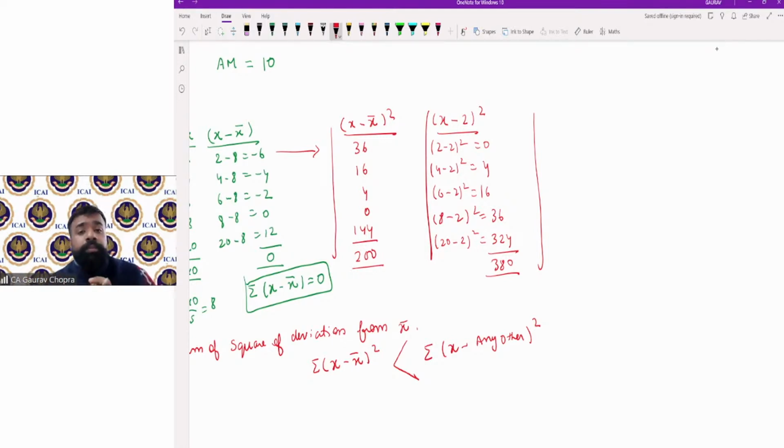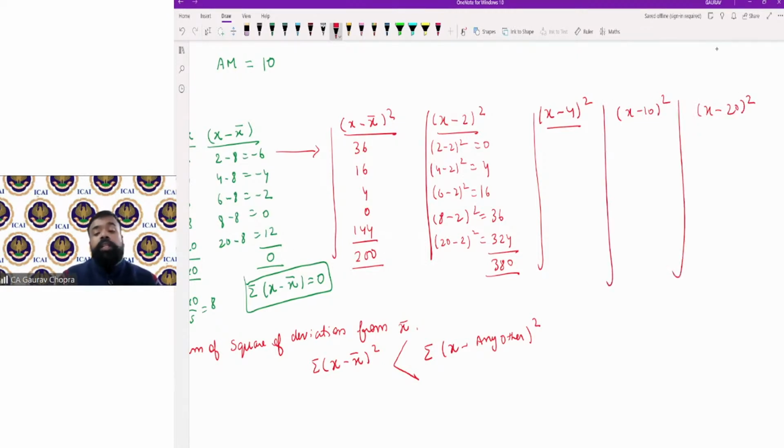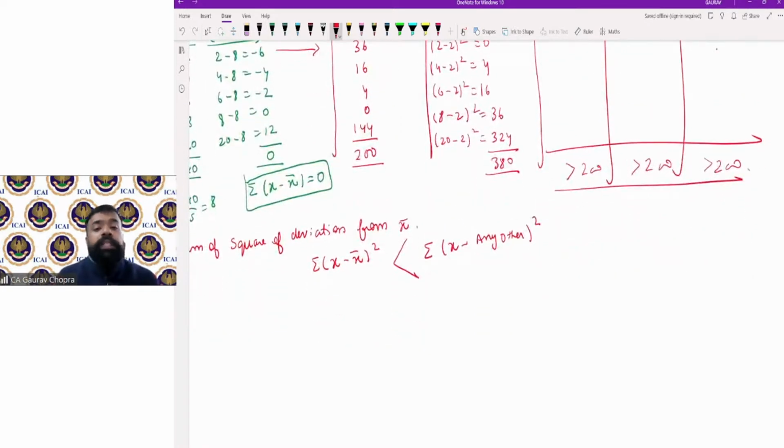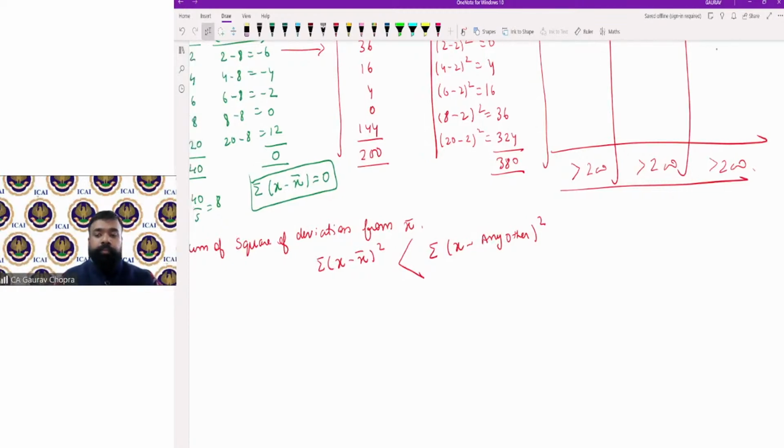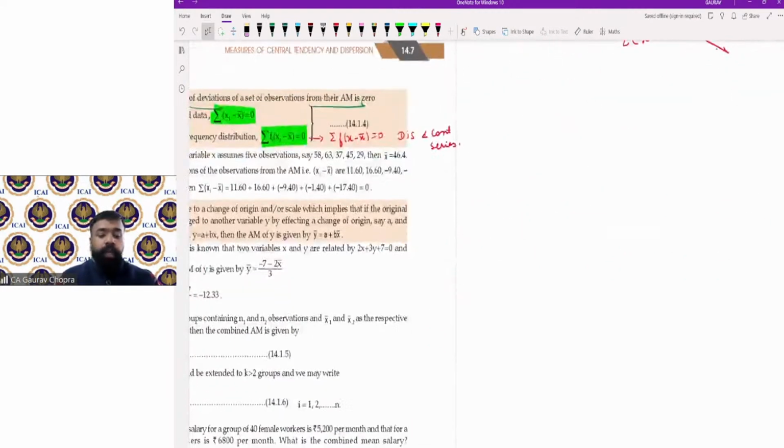मतलब आप x बार की जगह पे कुछ भी रख दे, रिजल्ट उसका 200 से ज्यादा ही आएगा. If you want to try, you can try with x minus 4, x minus 10, x minus 20 also. कुछ भी आप assume करें, उसका रिजल्ट more than 200 ही आएगा. All will be greater than 200. Okay, so this is the property. So sigma (x minus x bar) whole square is always less than sigma (x minus any other value) square. Okay. Now the next one.